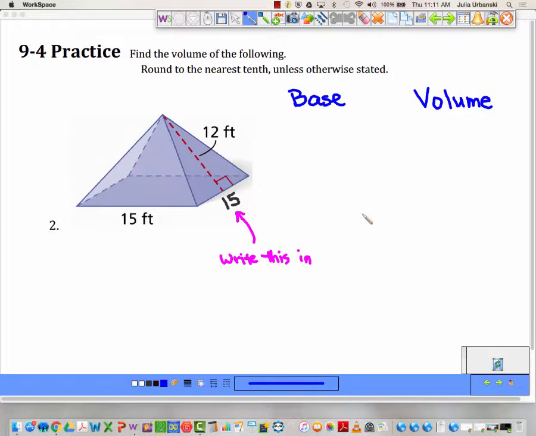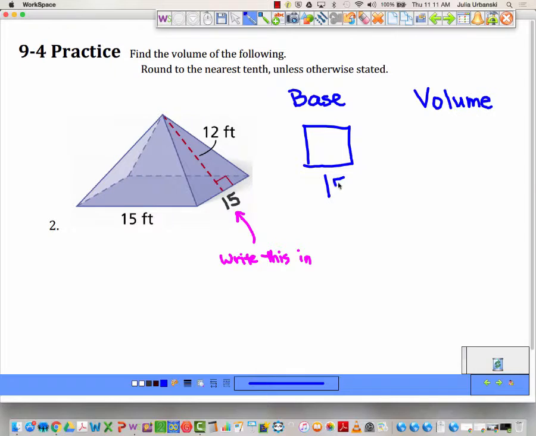Alright, this one. Let's start the base. First of all, right in this 15 right here, it wasn't given to you and it should be given to you. Because you need to know that this is a, well, you tell me, what would that make this? A square, good. The base is a square, so let's redraw the base as a square. It's 15 by 15. Please write in that other 15. They didn't give it to you, but they should have.